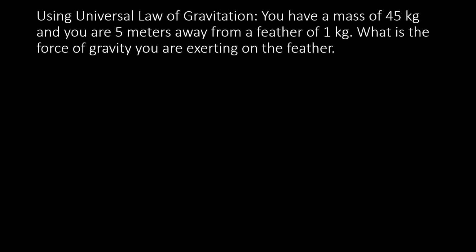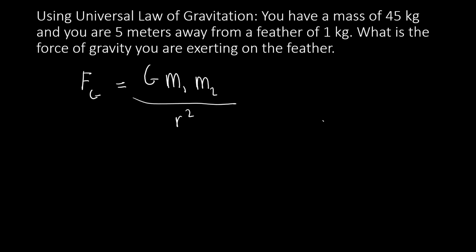So let's use the universal law of gravitation in an example. You have a mass of 45 kg and you're 5 meters away from a feather of 1 kg. What is the force of gravity you're exerting on the feather? So let's write out Newton's universal law of gravitation. F_g is equal to uppercase G times m1 times m2 over r squared.